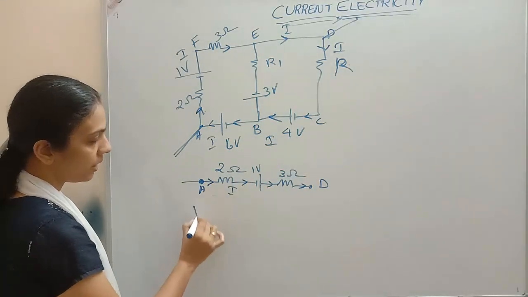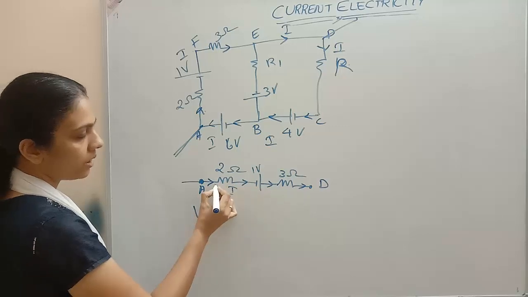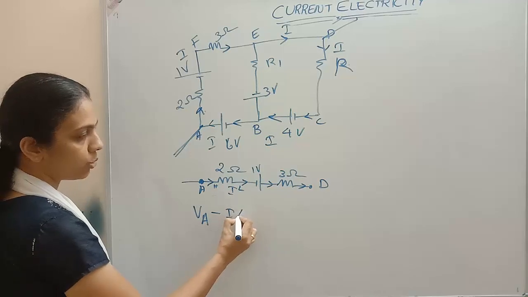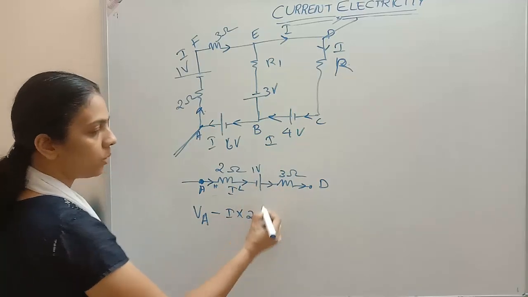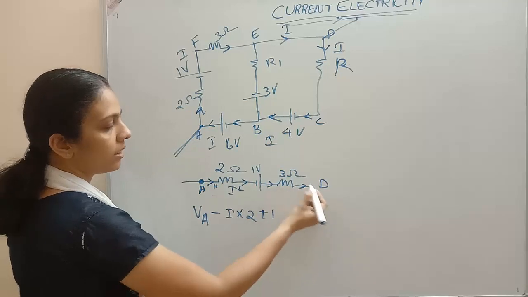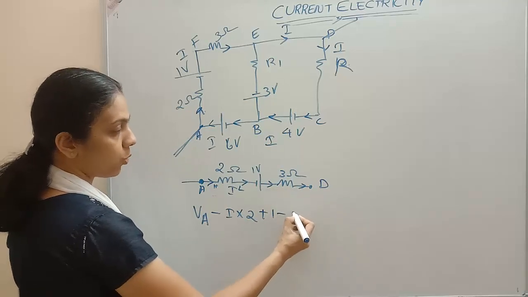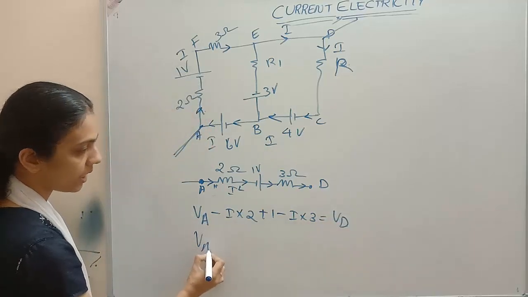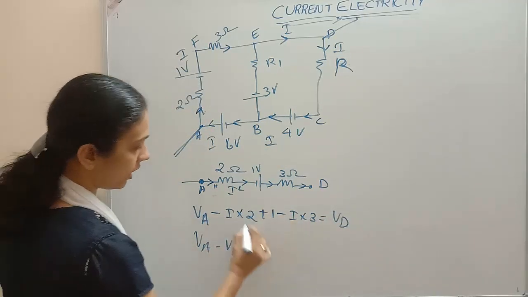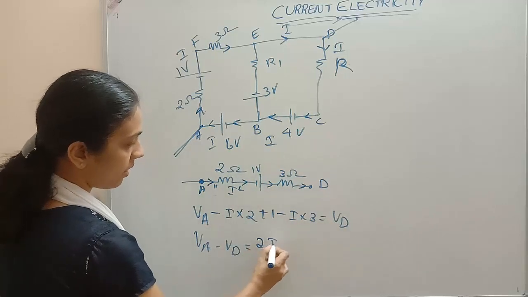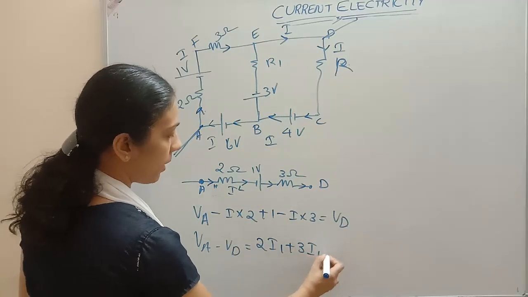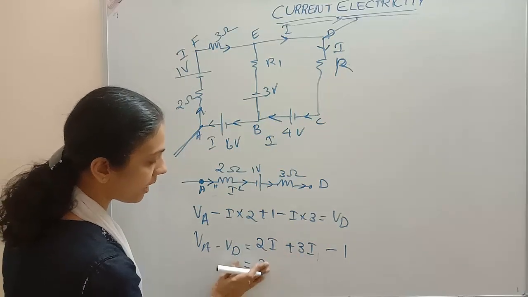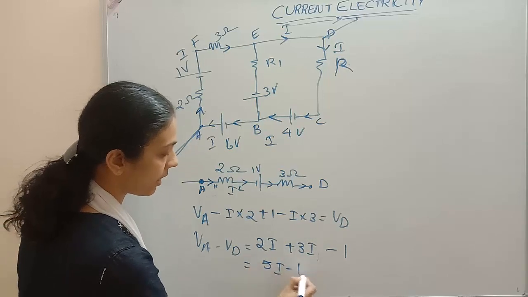So from here VA, now here it is higher potential to lower potential, so minus I into 2. Here it is lower to higher potential, so it is plus 1. Here higher to lower potential, so minus I into 3 will be equal to VD. So what is VA minus VD? VA minus VD equals 2I plus 3I minus 1. Right? So 2I plus 3I, we will get it as 5I minus 1.